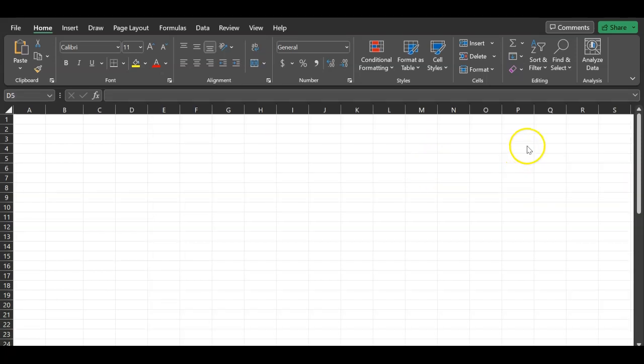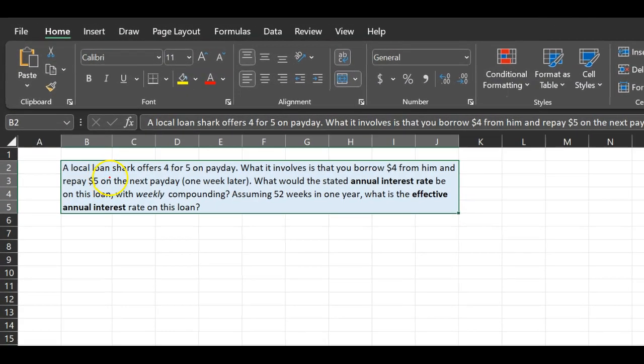This exercise will also help you see the extremely high interest rates that some entities called Payday Loans charge on their loans. So suppose a local loan shark offers 4 for 5 on payday. What it involves is that you borrow $4 from him and repay $5 on the next payday, which is 1 week later. So this is very typical of payday loans.